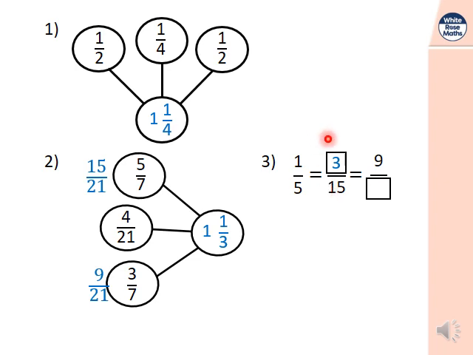And again, we can see the numerator has changed to 9. And to do that, we again multiply by 3. So we must do the same to the bottom, the denominator. So what is 15 times 3? So we have 1/5 is equal to 3/15, which is equal to 9/45. Well done if you managed to do those.